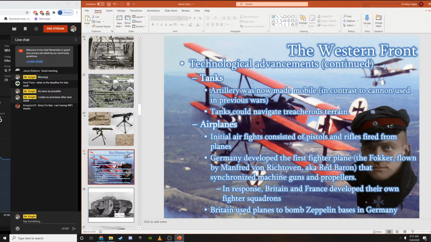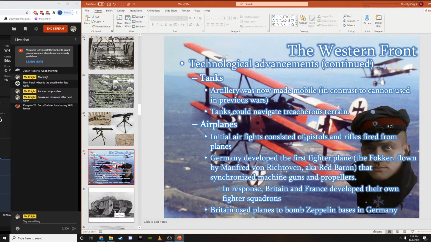And then you have airplanes. Airplanes were used for the first time ever in World War I. The initial air flights, dogfights as they're sometimes called, were actually when pilots would bring pistols and rifles up in the planes with them and shoot, like they'd be flying the plane or have a co-pilot, and then they'd shoot each other in the sky. It was really amazing.